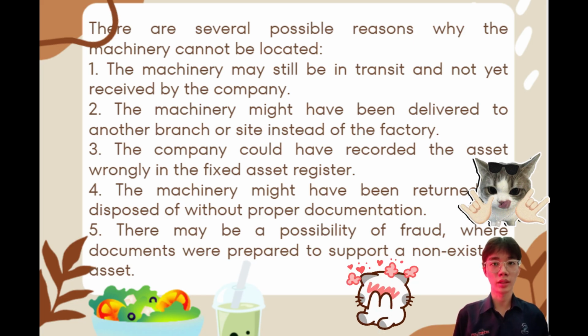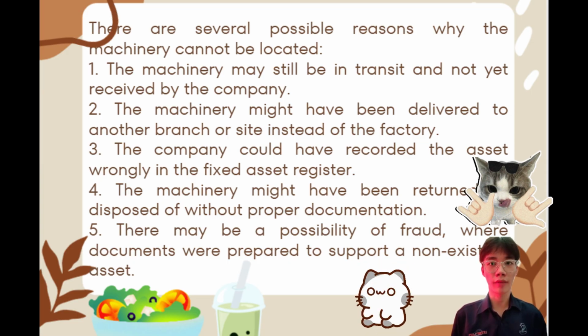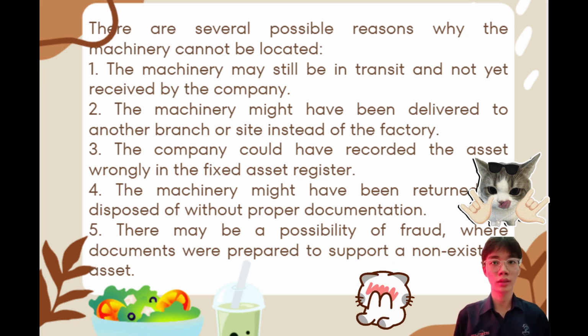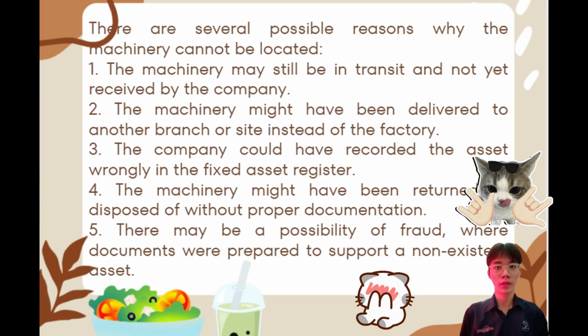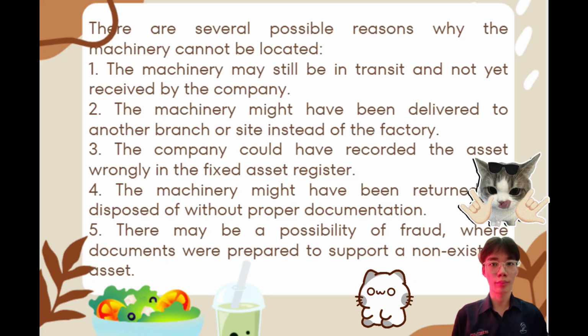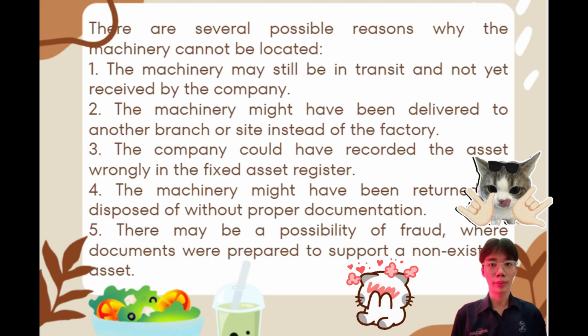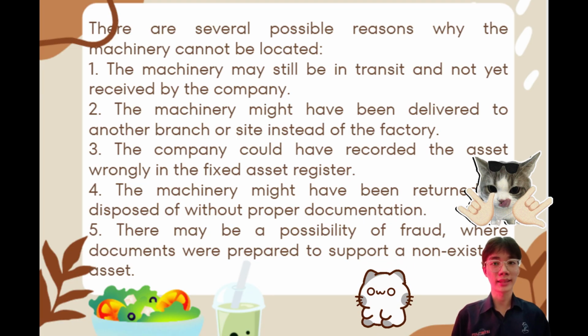The first one is the machinery may still be in transit and not yet received by the company. The second is the machinery might have been delivered to another branch or site instead of the factory. The third one is the company could have recorded the asset wrongly in the fixed asset register. The fourth one is the machinery might have been returned or disposed of without proper documentation. The fifth one is there may be a possibility of fraud where the documents were prepared to support a non-existent asset.